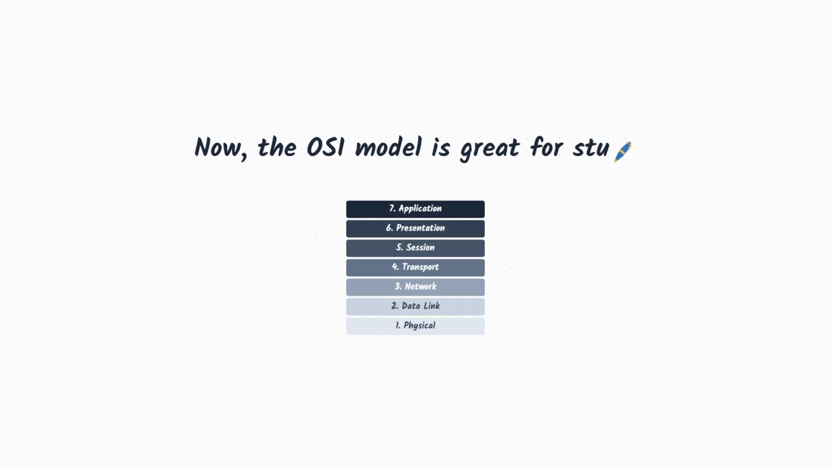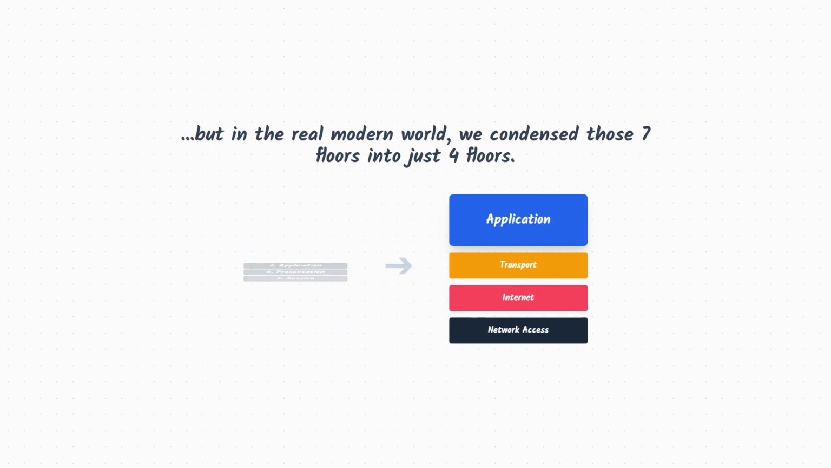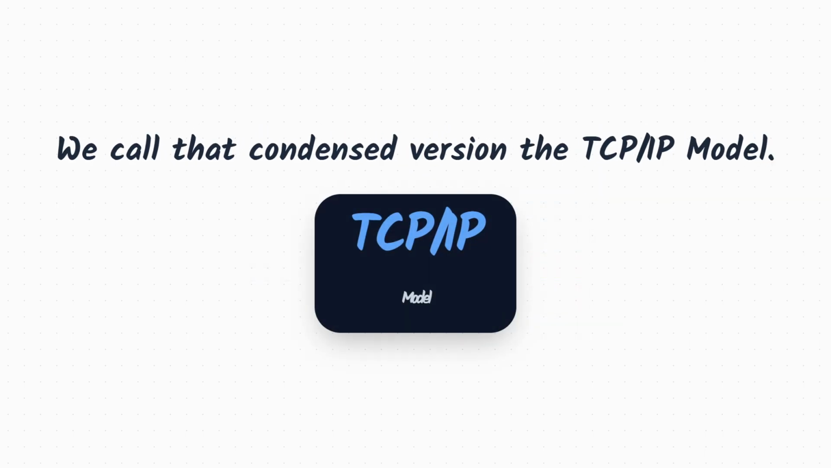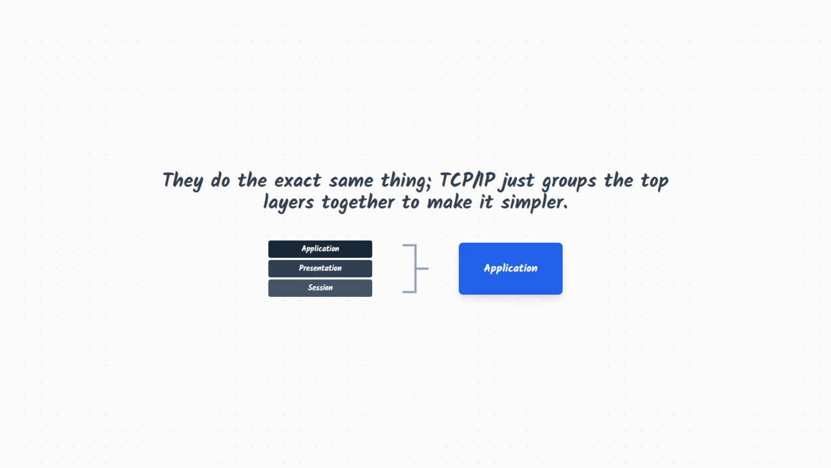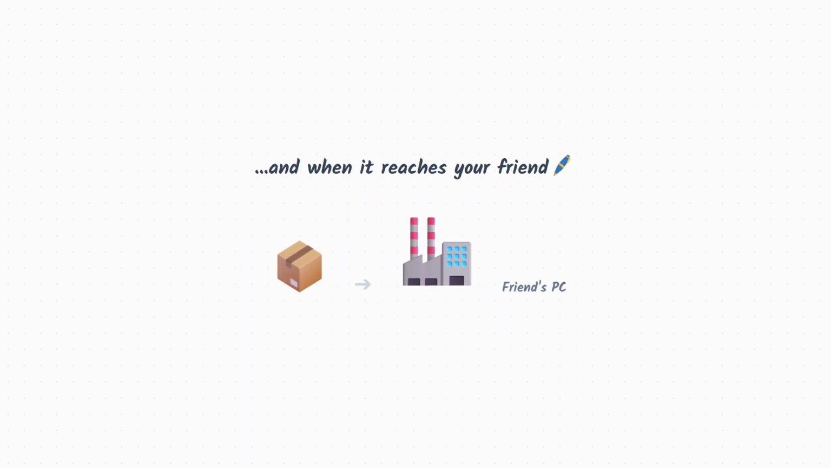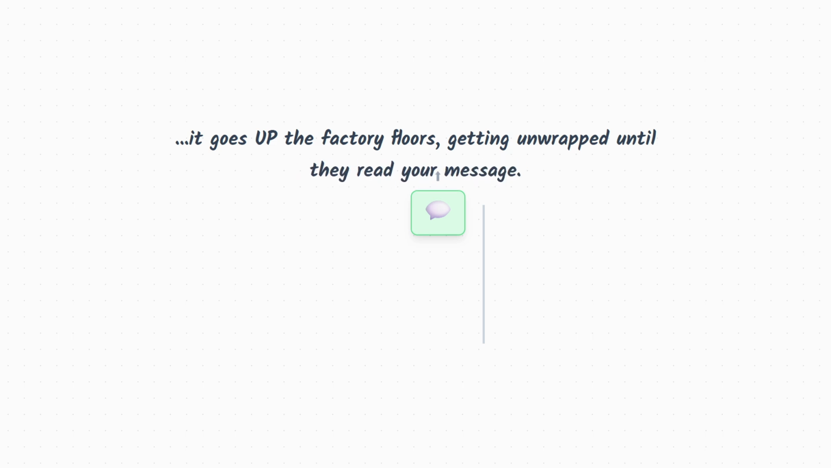Now, the OSI model is great for studying, but in the real modern world, we condense those 7 floors into just 4 floors. We call that condensed version the TCP/IP model. They do the exact same thing. TCP/IP just groups the top layers together to make it simpler. Just remember the factory. Data gets wrapped up layer by layer, sent across the wire, and when it reaches your friend's computer, it goes up the factory floors, getting unwrapped until they read your message.